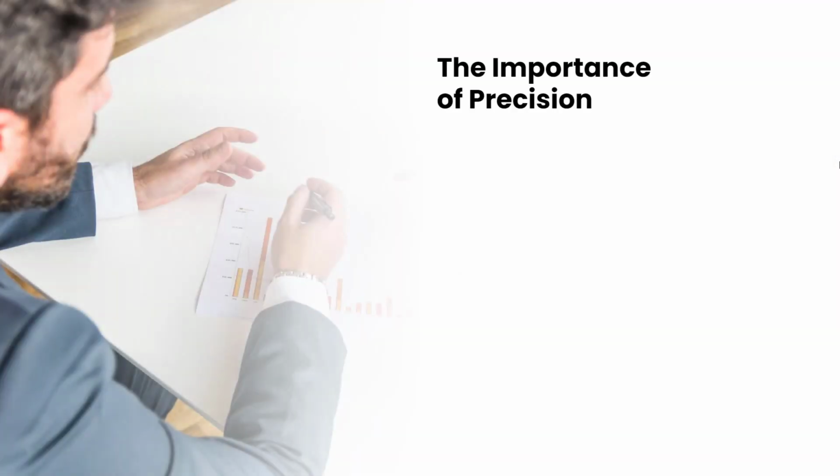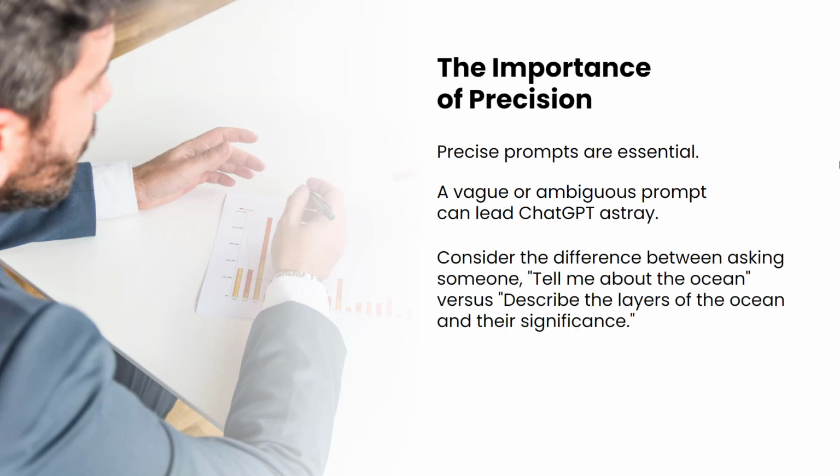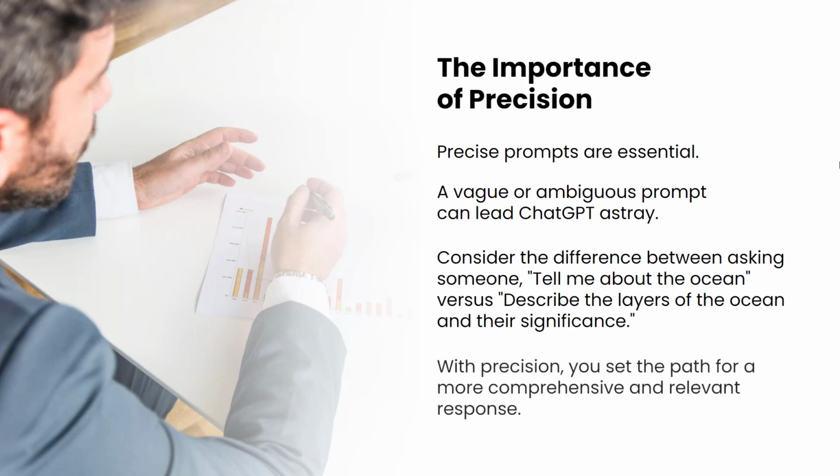The importance of precision. Precise prompts are essential. A vague or ambiguous prompt can lead ChatGPT astray. Consider the difference between asking someone, "Tell me about the ocean," versus "Describe the layers of the ocean and their significance." With precision, you set the path for a more comprehensive and relevant response.